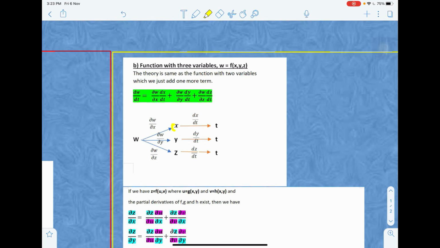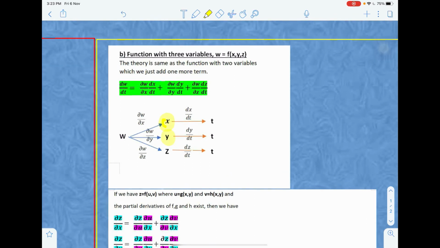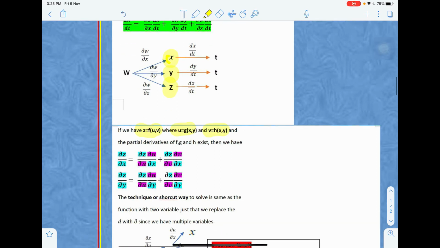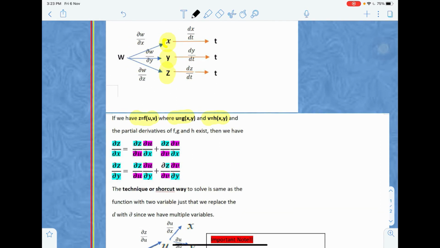Let's continue on theorem 3. So in this theorem, it actually is same as the previous one, but we just add another term. So in this case, we have x, y, and z. So let's say we have z equals this function, and u, and v. So this is how we write our equation for these three terms.